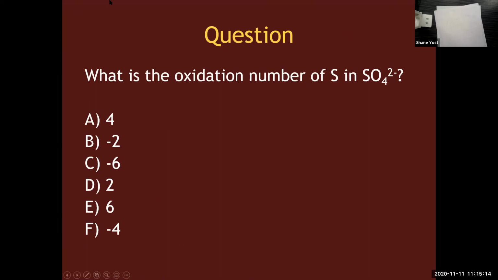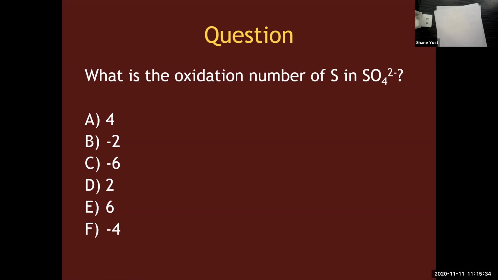All right, anyways. So then let's do some quick oxidation number reviews. What is the oxidation number of sulfur, S, in the compound SO4 2-? It's going to be E here, positive 6.